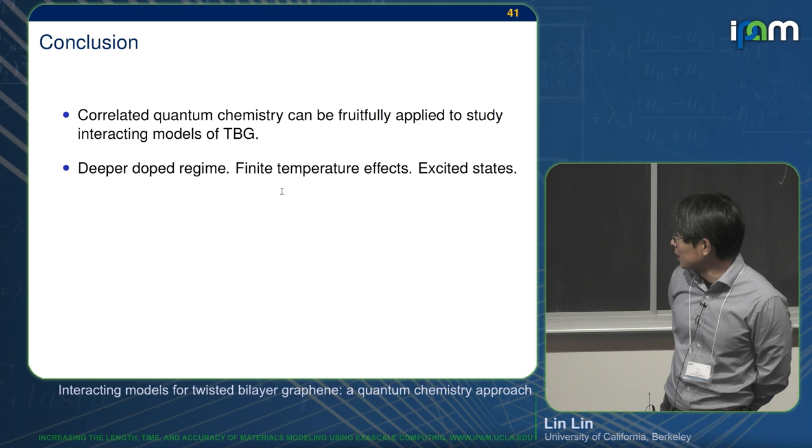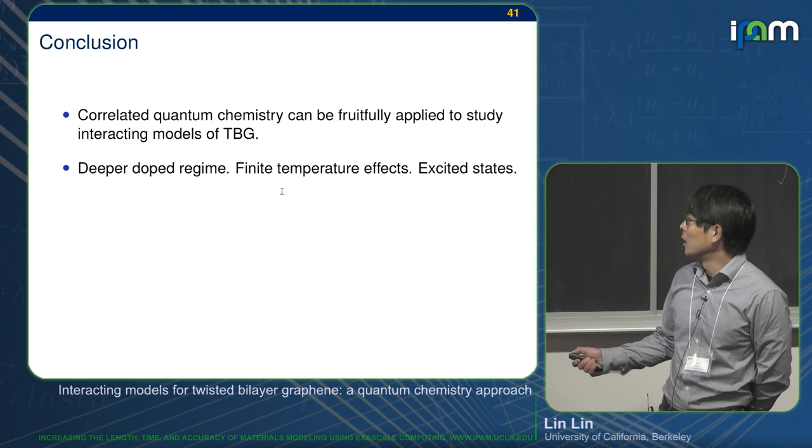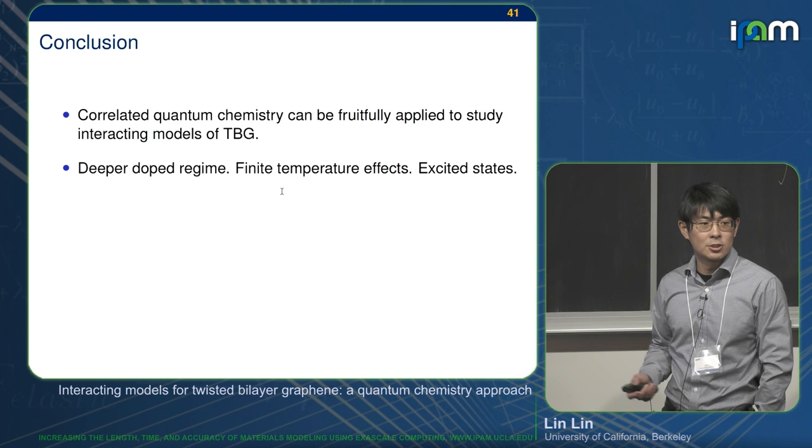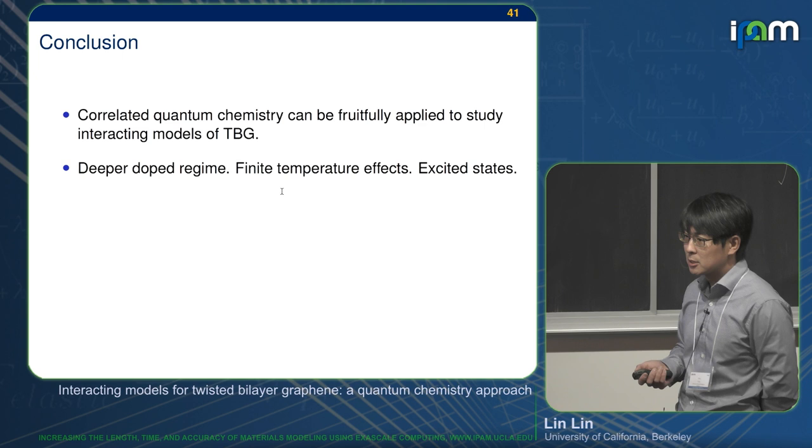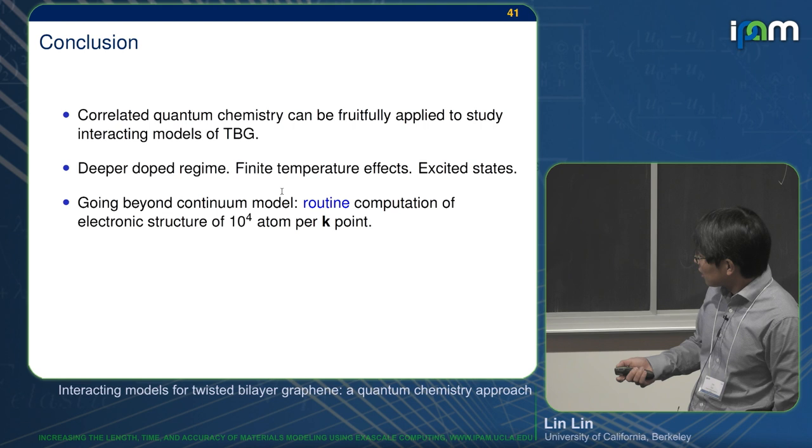Immediate things we're trying to do, other than the ab initio, include the deeper doped regimes. There are also very interesting finite temperature effects, which is led by Jin Huang, who's sitting in the audience, and also excited states. And this we have been talking about with people like Zhenghao Li and David Reichman's group. So there is also how to go beyond the continuum model.